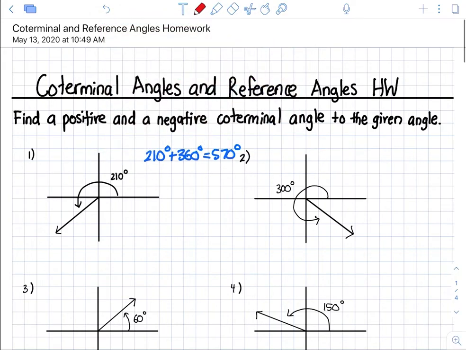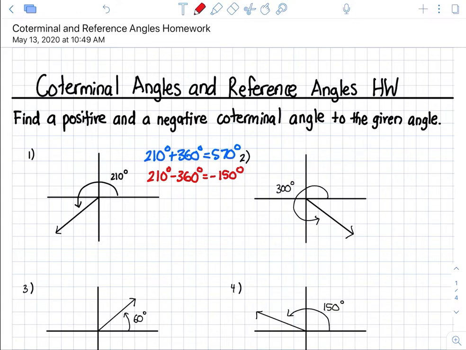So you can add 360, or what you could have done is subtract 360. If you subtract 360, that is this direction going clockwise, and you would be right back to that terminal side. So 210 degrees minus 360 would be negative 150 degrees. And remember, you always start from the x-axis, because right from here, negative 150 degrees is right there.